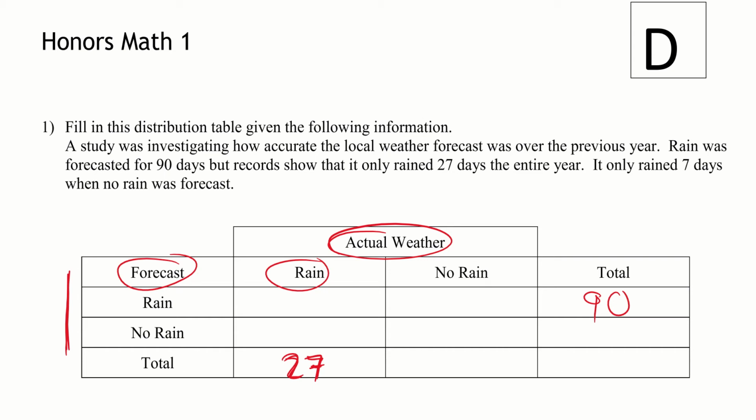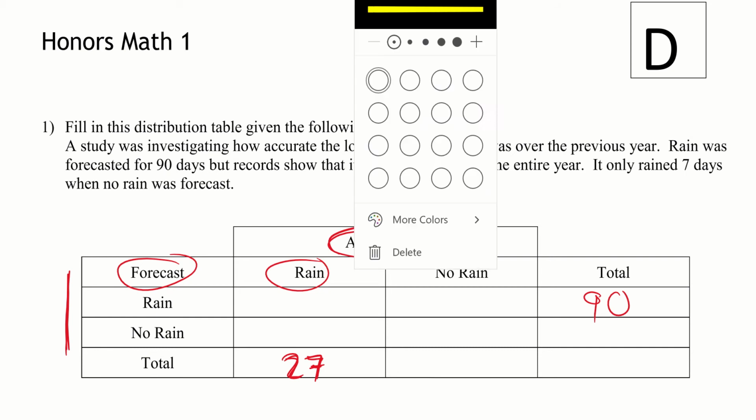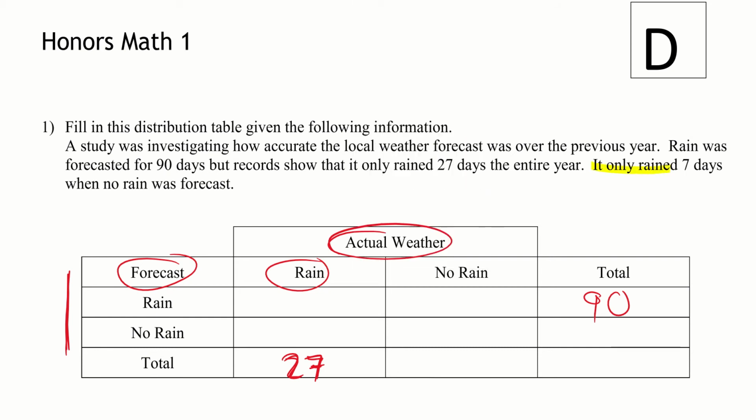Then the other thing, this last sentence, let's see if we can process this. It says, it only rained 7 days when no rain was forecast. What am I talking about? I'm talking about rain with no rain in the forecast. So we're talking about this box right here, right? It only rained 7 days when there was no rain in the forecast. So there was no rain in the forecast, and yet it did rain.